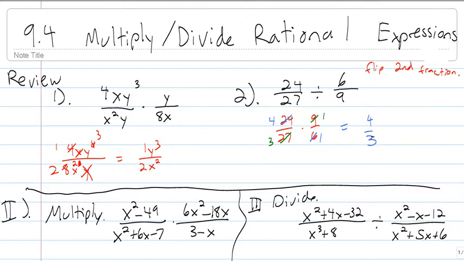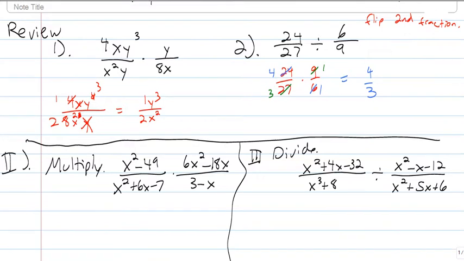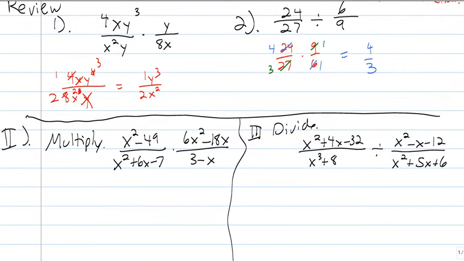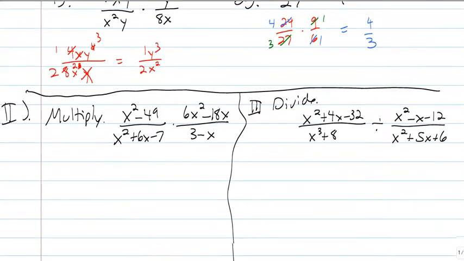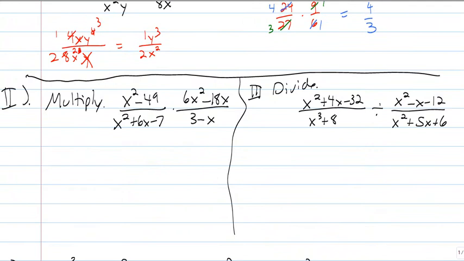And that's it. So when you're multiplying and dividing, most of the time what you're doing actually is factoring and canceling. But you are technically multiplying and dividing, but we are canceling things out. So let's look at multiplying. Again, we need to factor this completely before we can go further.